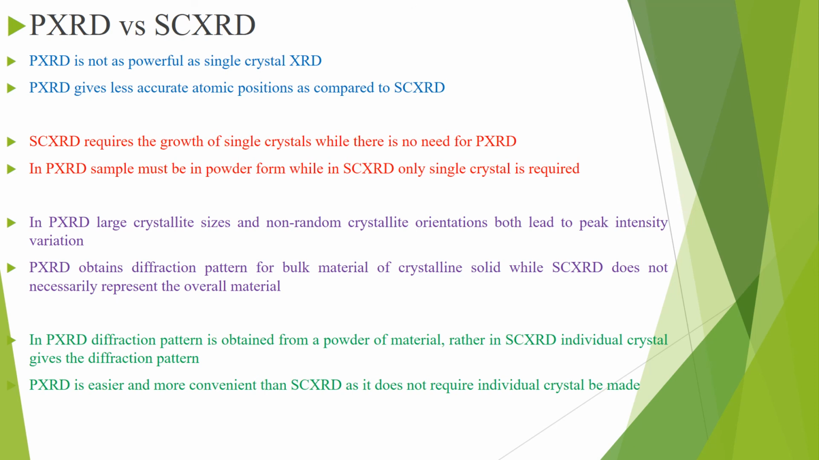In powder XRD, the diffraction pattern is obtained from a powder of material, while in single crystal XRD, individual crystals give the diffraction pattern. Powder XRD is easier and more convenient than single crystal XRD, as it does not require individual crystals to be made.